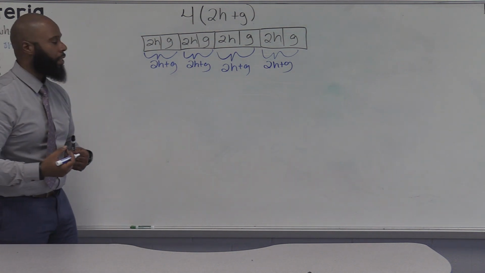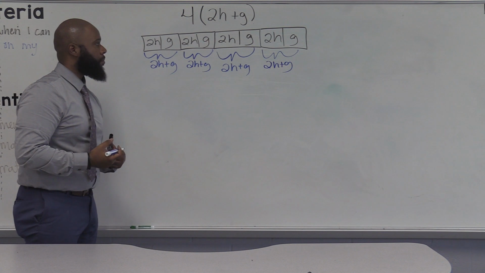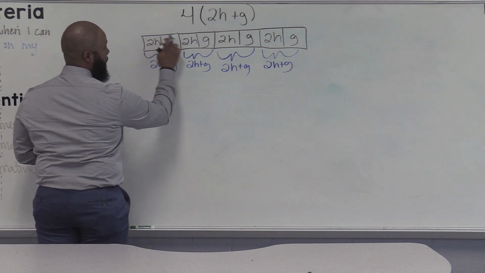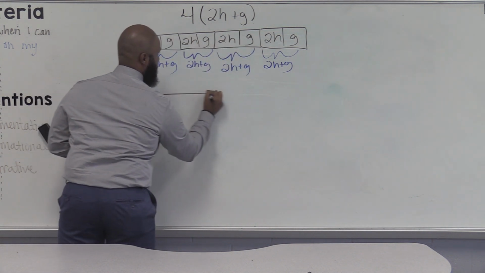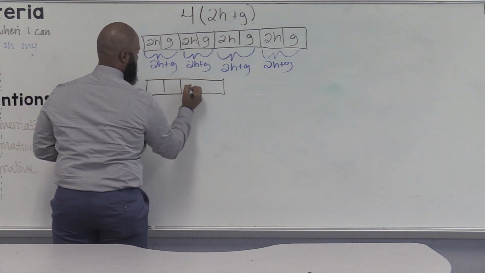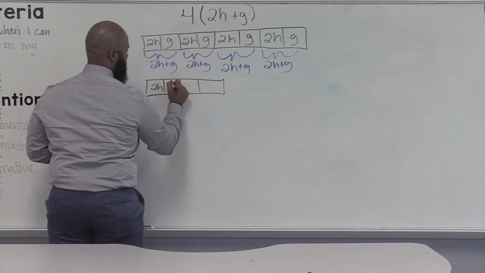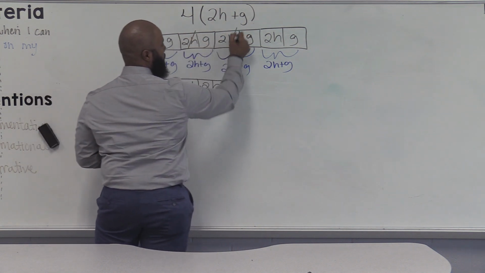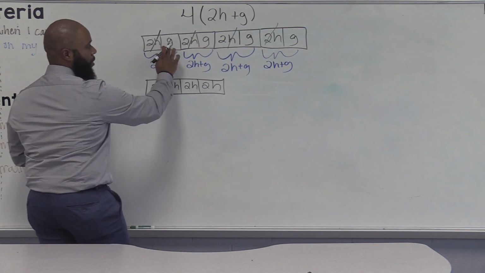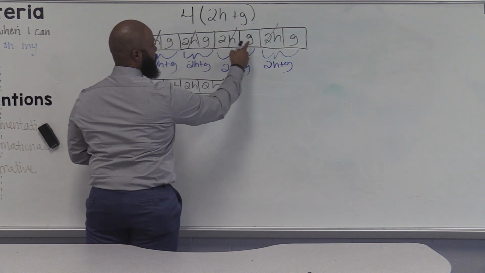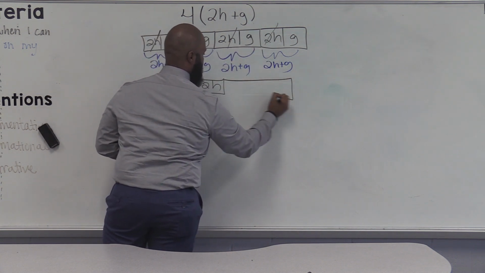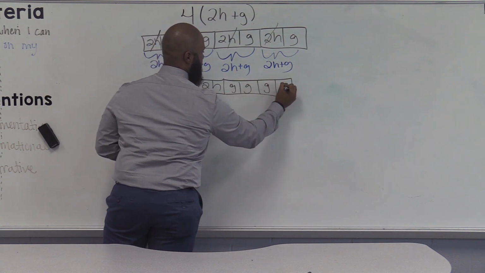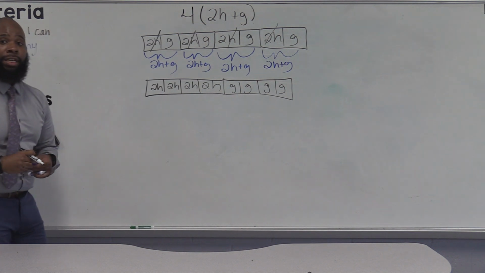What do I want to put together first? Okay, we'll go with our 2h's. So I know I have 1, 2, 3, 4 2h's that I'm going to bring over. So 2h, 2h, 2h, 2h, and I can cross them off if I need to so I can know that I've already used them. So now I'm going to bring my g's over, and I have 1, 2, 3, 4 g's I'm going to bring over. g, g, g, and g. Now I'm ready to combine my like terms.